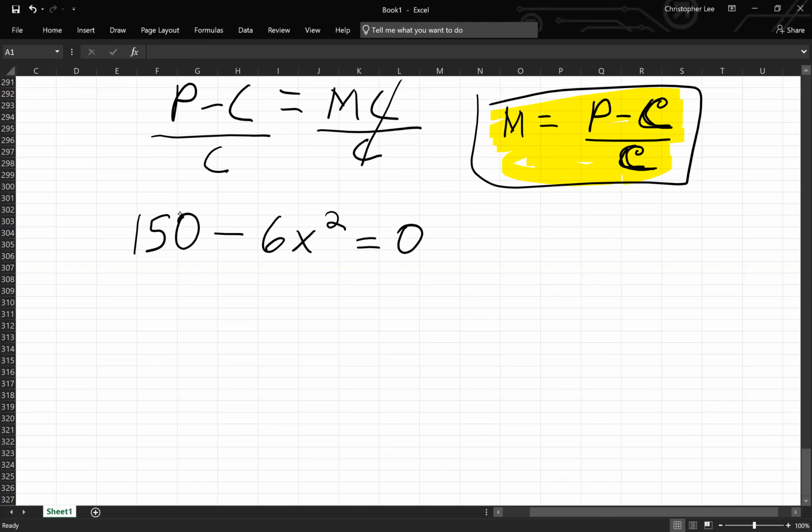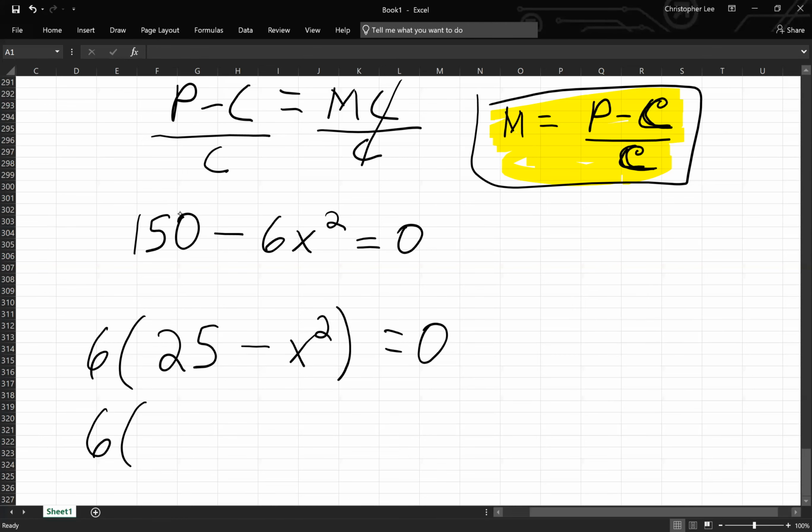So what's the greatest common factor there? 6, right? Okay, and what's left over? 25. Very good. Equals 0. And you already know what's going to happen here, right? What's the answer? 5 plus X, good. And what else? Very good.